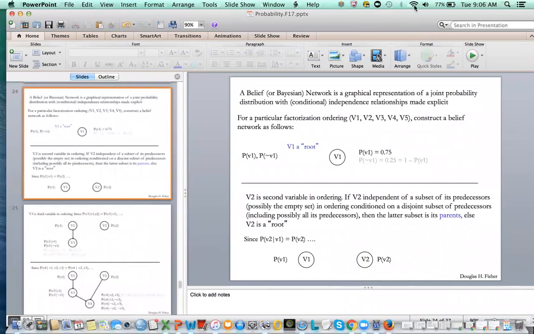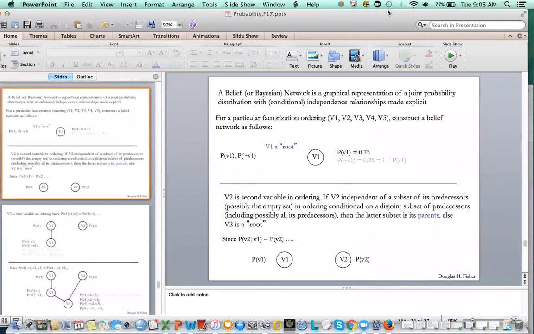Now on slide 24, and this is going to be the focus of Thursday's lecture. Bayesian networks, or belief networks as the book calls them, are an important formalism in AI for dealing with uncertainty. Their advantage is that they graphically represent independencies and conditional independencies within a data set. So here's just a brief example that might help you if you want to do some of the reading for belief networks. But I have a particular factorization ordering in mind.